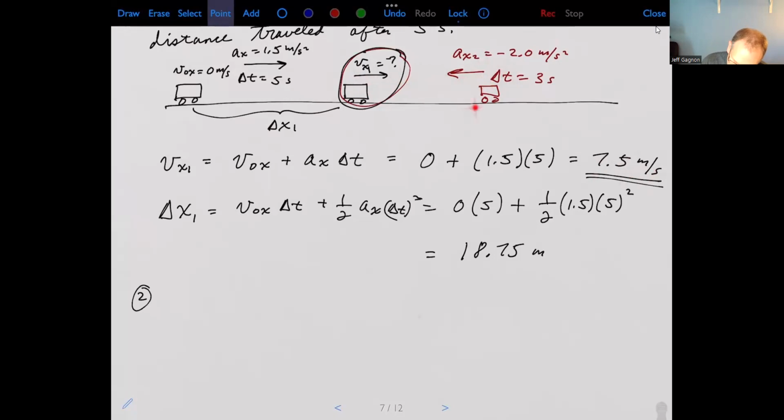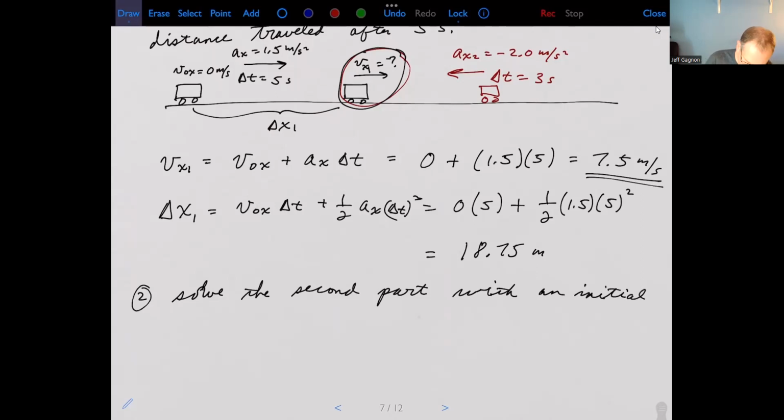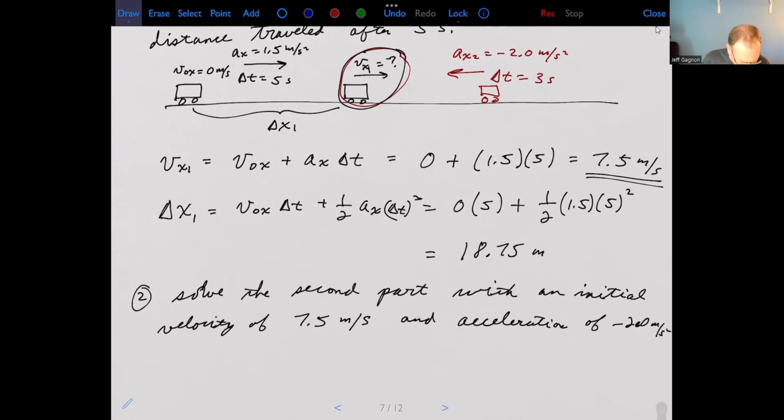Okay, so I can certainly find this final velocity here, whatever it may be, because I know the initial velocity now, which is the one we just found, 7.5. I know the acceleration is -2, and I know the time, right? So let me write this out carefully. I'll say solve the second part with an initial velocity of 7.5 meters per second, and acceleration of -2 meters per second squared, and a time of 3 seconds.